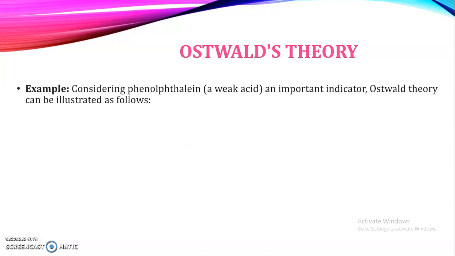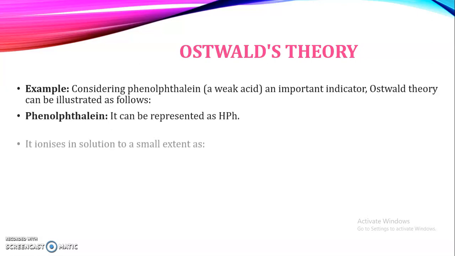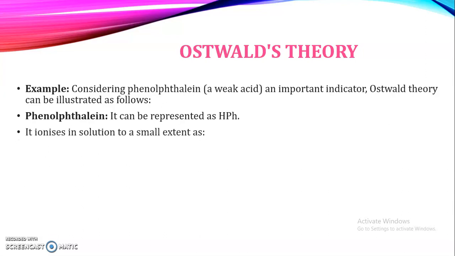We will take one example. Considering phenolphthalein as an indicator, which is a weak acid, Ostwald theory can be illustrated as follows. Phenolphthalein, which can be represented as HPh, ionizes in a solution to a small extent. When it is ionized, it is converted into H plus ions and Ph minus ions. HPh, that is the unionized form, is colorless, while Ph minus, that is the ionized form, is pink.